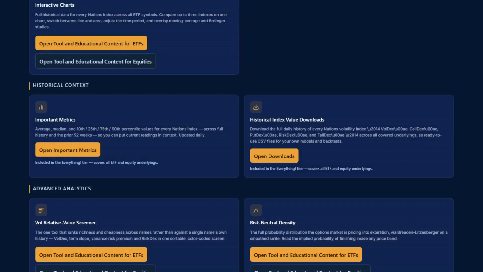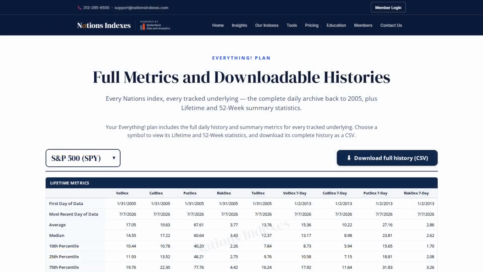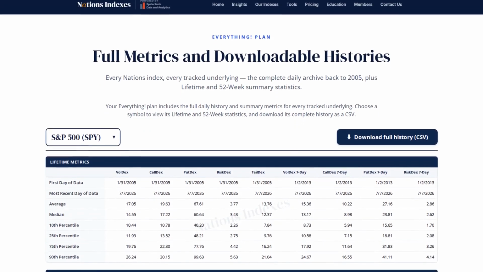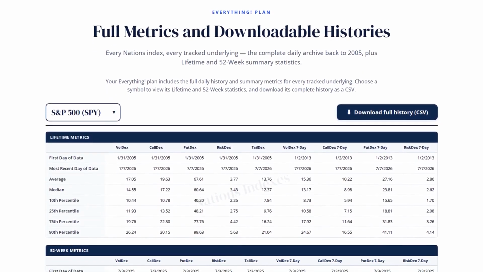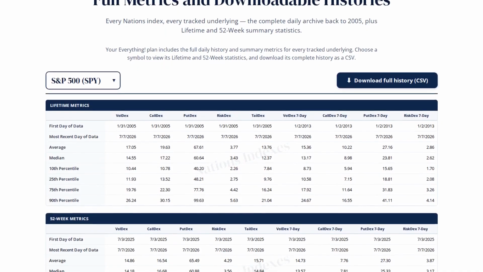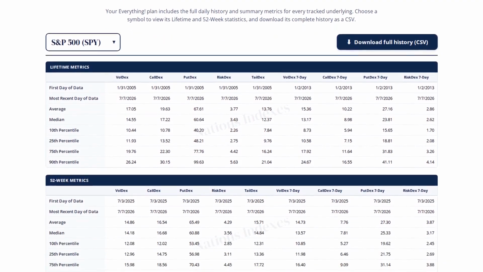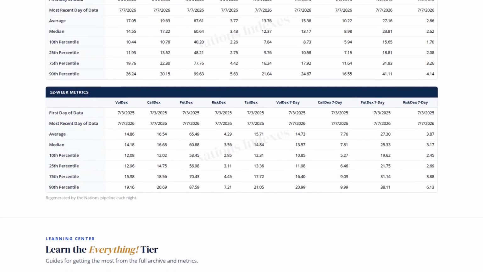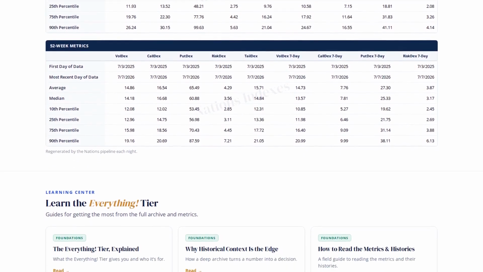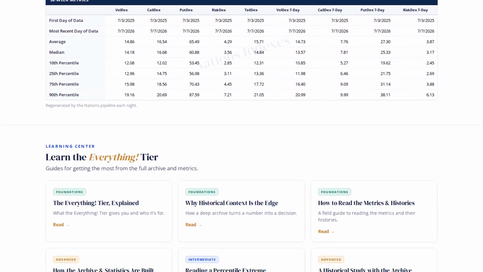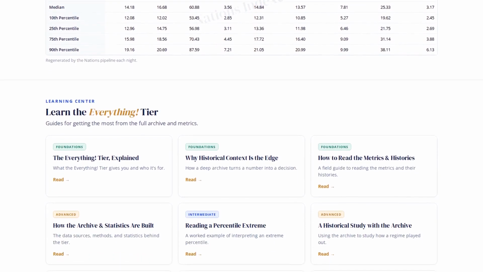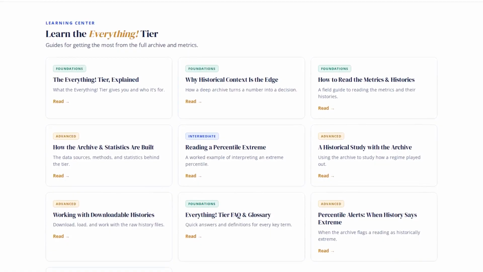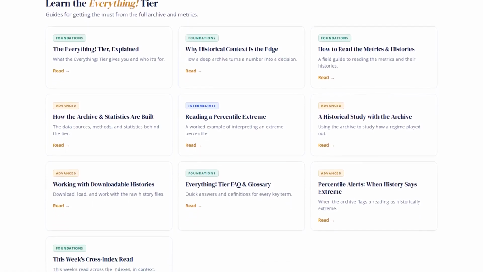Important metrics puts every number in context. Averages, medians, and percentile bands for every index on every underlying, lifetime and trailing year, recalculated nightly. Because a VolDex of 20 means nothing until you know whether that's high or low for the name. And when you want to build your own models, historical downloads hand you the complete daily archive, every index, every underlying, back as far as 2005 for our 30-day indexes on the S&P as ready-to-use CSV files. This information is available to subscribers at the everything level.